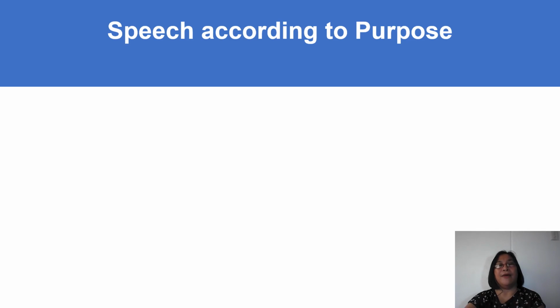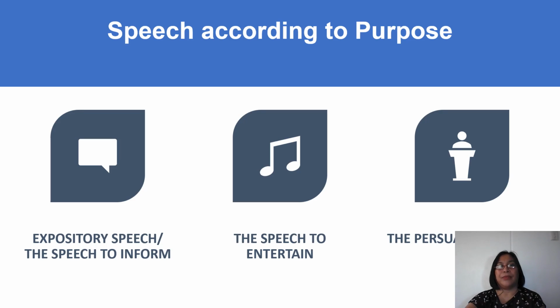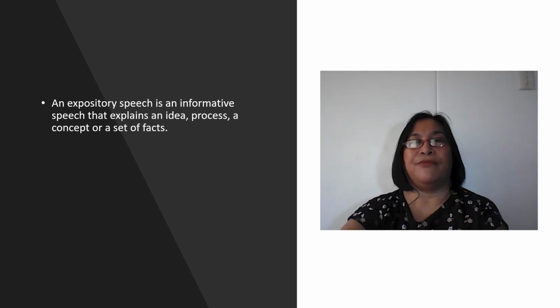Now, we have these types of speech according to purpose. These are the expository speech or the speech to inform. The second one is the speech to entertain. And the third is the speech to persuade. So what are these? The speech to inform, or we call this the expository speech.